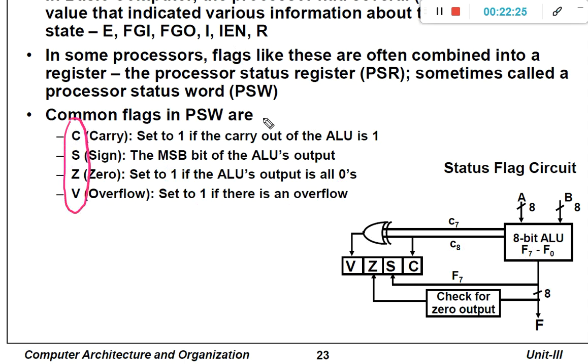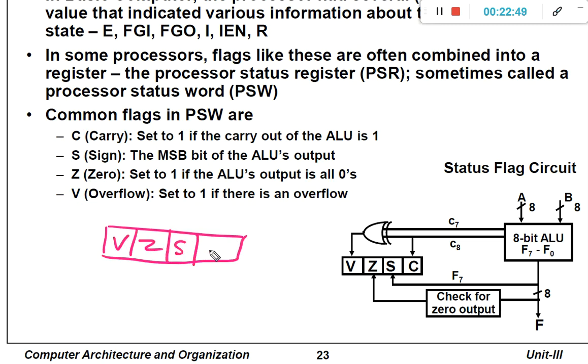However, here what we are doing is placing all these different types of flags into a single processor status register. How are we placing them? We are placing them as the V flag, Z flag, S flag, C flag, and storing the content of these different flags into a single register. What is that register called? Processor status register or processor status word.